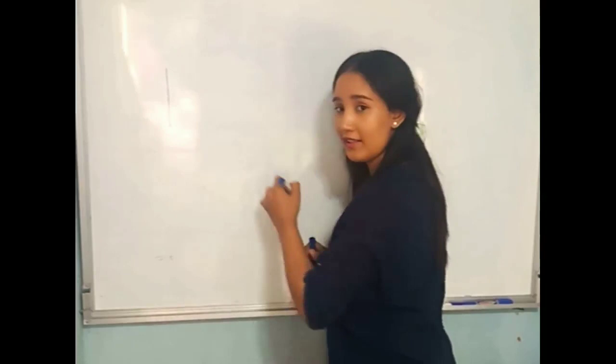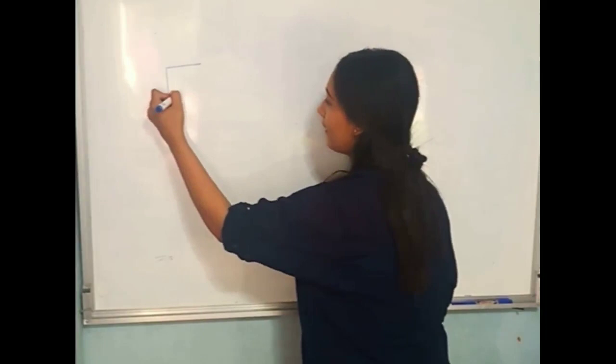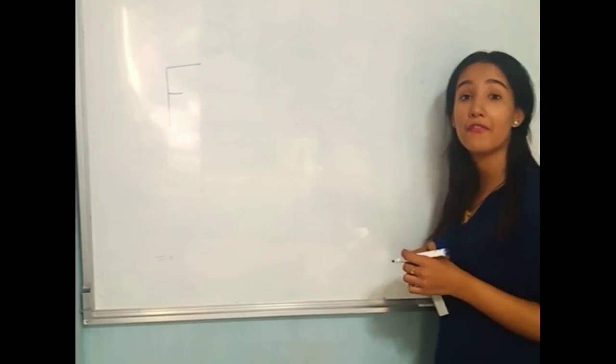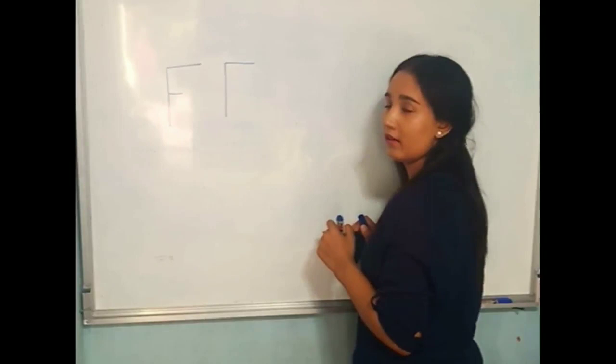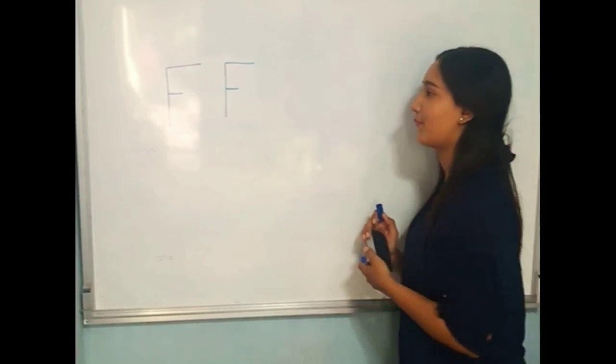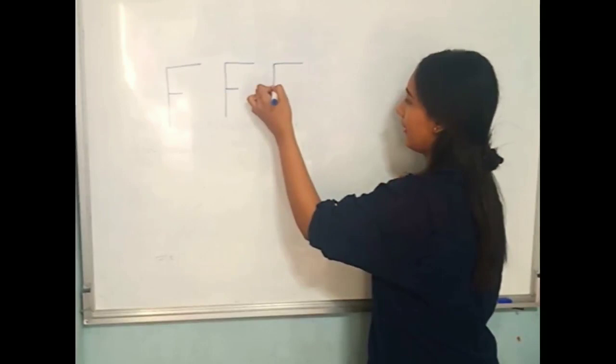one standing line, one sleeping line, and another small sleeping line. It becomes F. Okay, say again. One standing line, one sleeping line, small sleeping line. It becomes F.